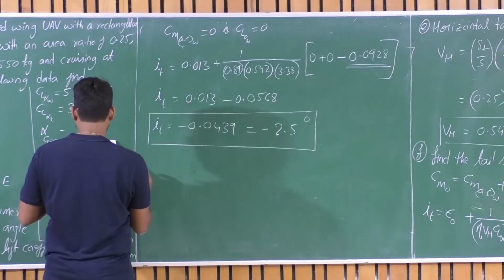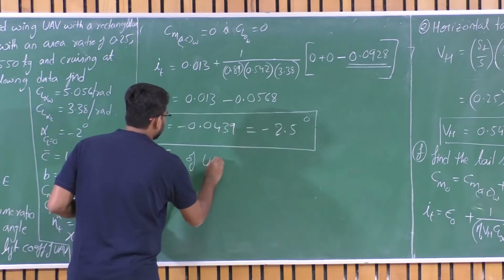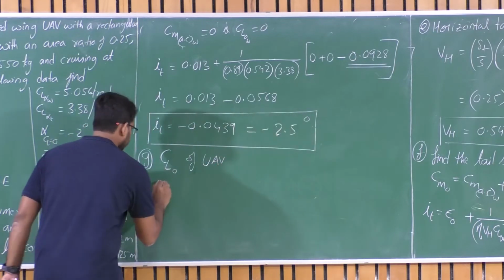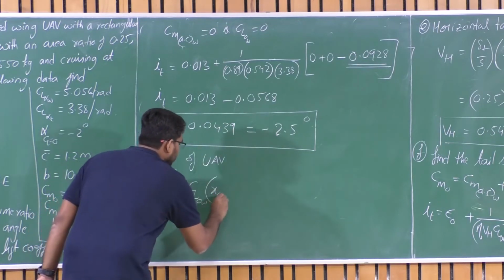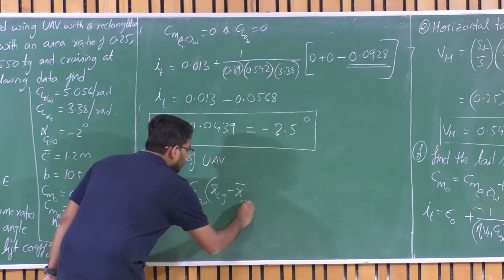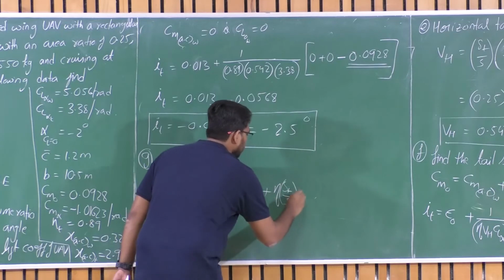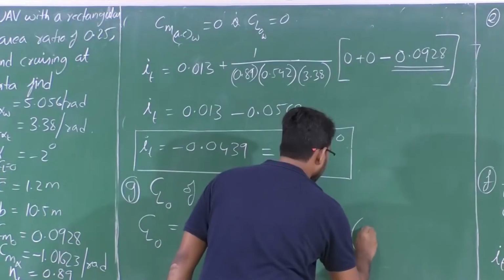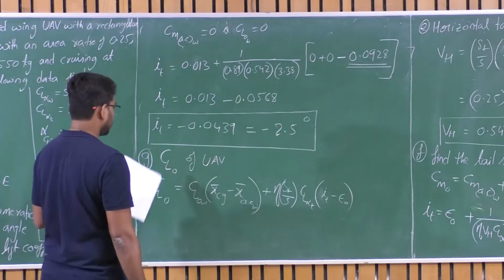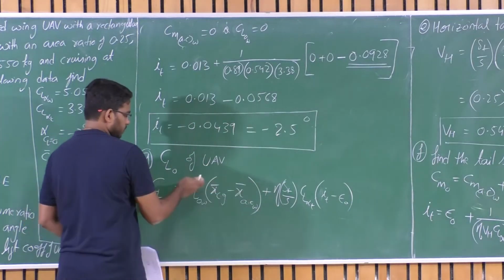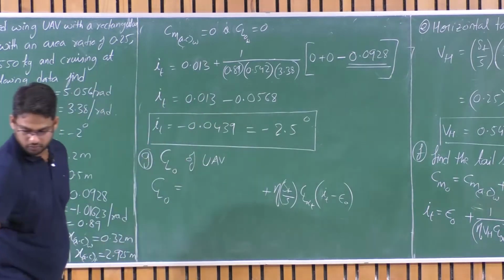Zero angle of attack lift coefficient. So you need to find CL naught of the UAV. It's straightforward, isn't it? CL naught of UAV is equal to CL naught of wing times (XCG minus XAC bar of wing) plus eta st upon s times CL alpha of tail times (i_t minus epsilon naught). Oh, I'm sorry. Please make this correction. I was just writing about Cm naught.